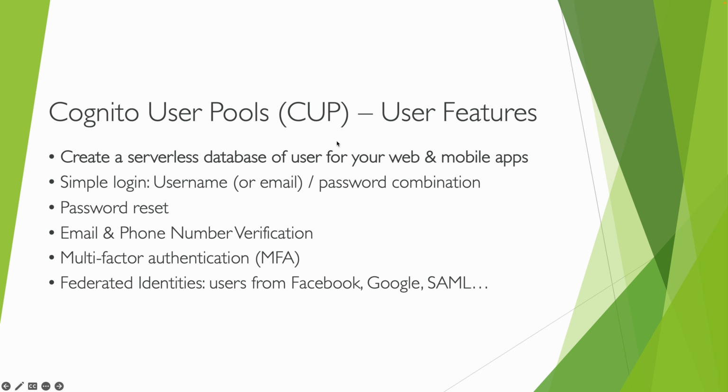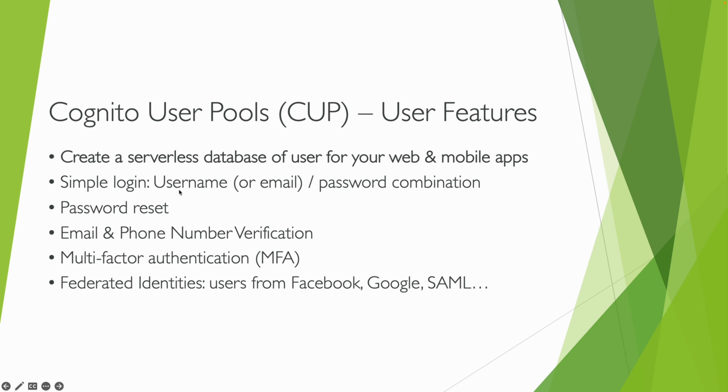So what are Cognito user pools? We call it CUP. Using Cognito user pools, you can create a serverless database of your users for your web and mobile application. You don't need to create a database or store the users' data in that database. You can push those users' data to Cognito, and Cognito will store them and authenticate them. It will create a simple login with a username, that may be our email, and a password combination.